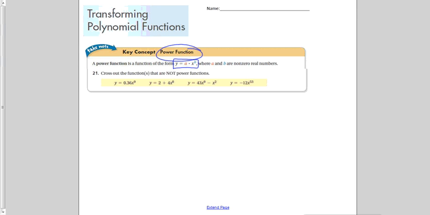It says cross out the functions that are not power functions. Well, this is a power function because 0.36 times x to the ninth, it's just pretty much x to a power. The second one is not a power function. It has two terms. That's a polynomial function, not a power function. A polynomial function can have one or more terms, but a power function only ever has one. The next one is also not a power function because, again, it has two terms. The last one is a power function. I'm allowed to multiply, and I'm allowed to have x to a power.